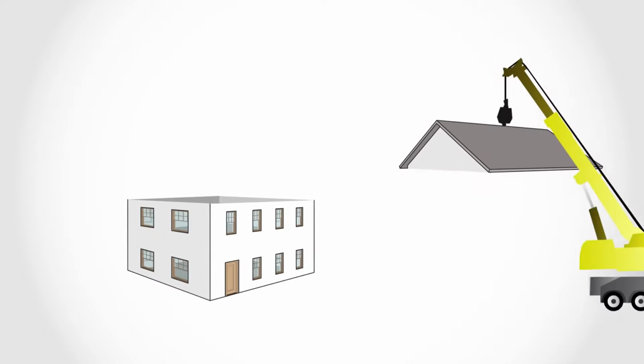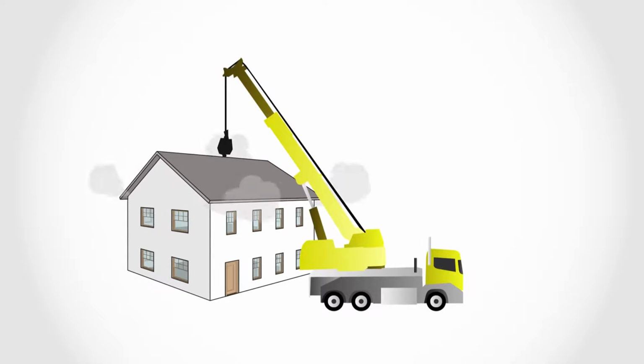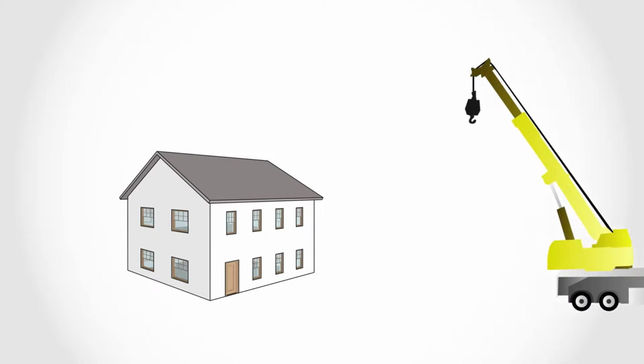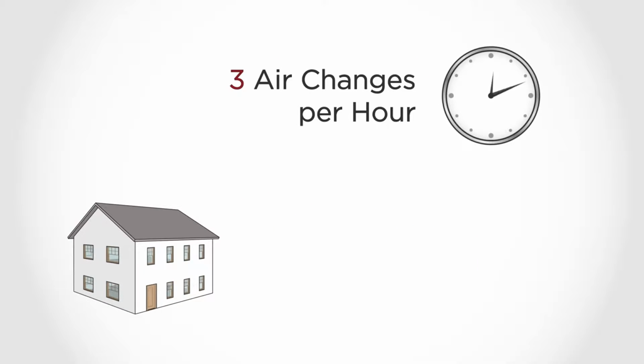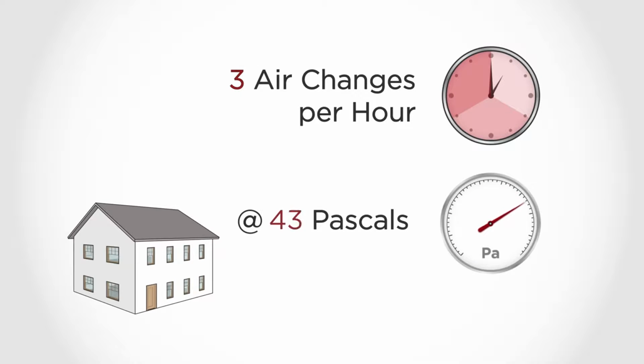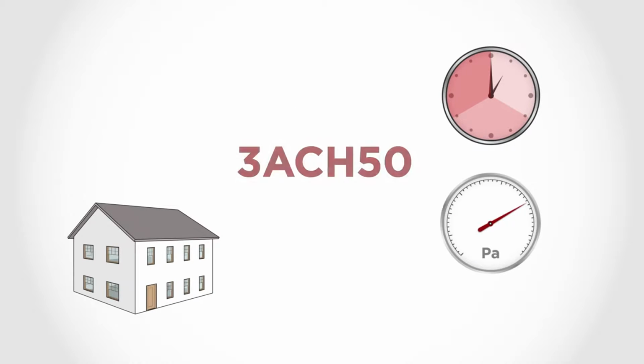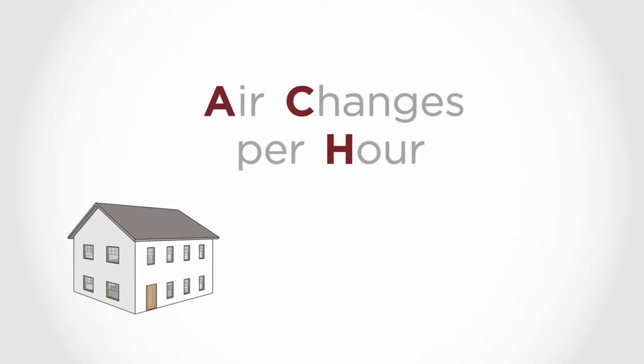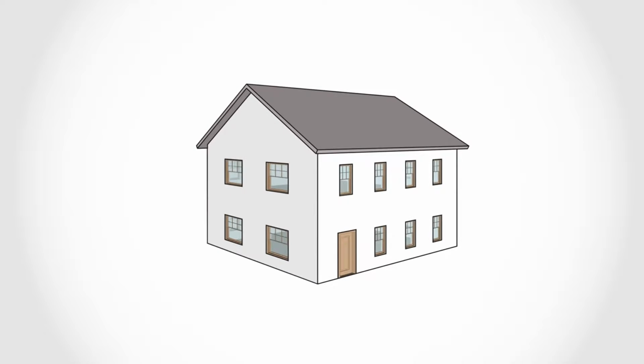According to the new energy code, when a residential building is completed, it must have an air leakage rate of 3 air changes per hour or less at a pressure differential of 50 pascals, commonly referred to as 3 ACH 50. This is much tighter than the previous energy code. Air changes per hour is a standardized measurement used to describe how leaky a building is. It indicates how much air leaks into or out of a building.